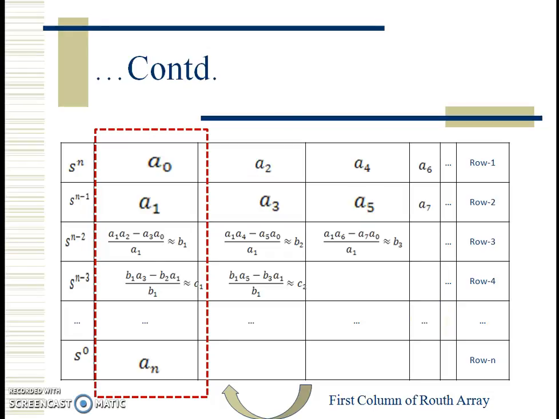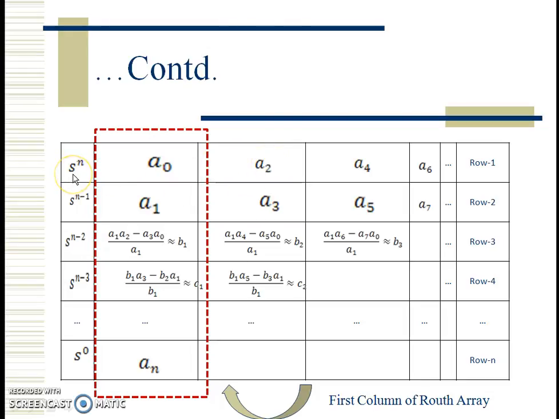For this Routh array, we label the rows with the powers of s from the highest power of the denominator down to the lowest power, which is s to the power 0. Next, start with the coefficient of the highest power of s in the denominator and list horizontally in the first row every other coefficient.